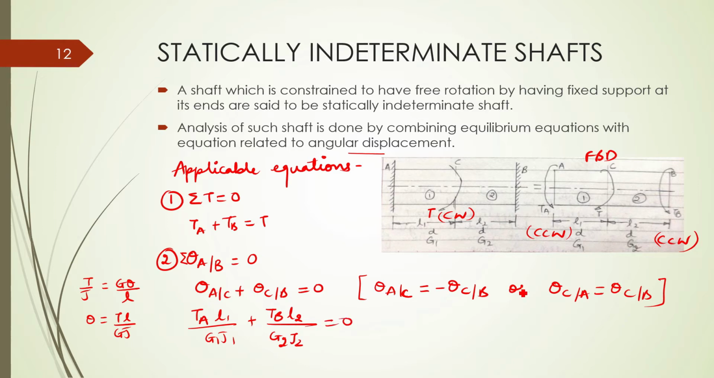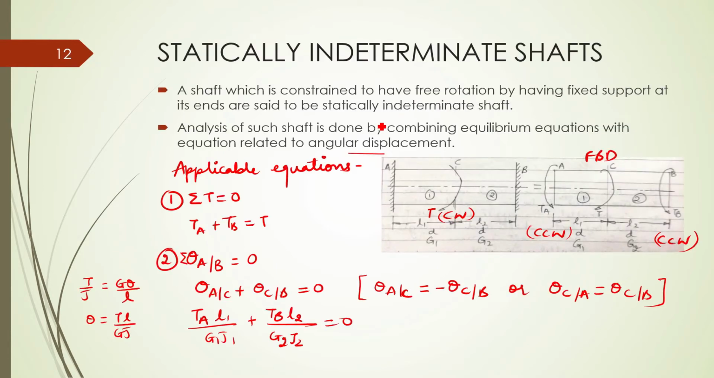Now if you observe, this is just one particular shaft, so the diameter is going to be equal for both of them. So I can say J1 is equal to J2. Hence I'll have TA L1 upon G1 plus TB L2 upon G2 is equal to 0. So this is another equation that I have. I have one equation over here and one equation over here.